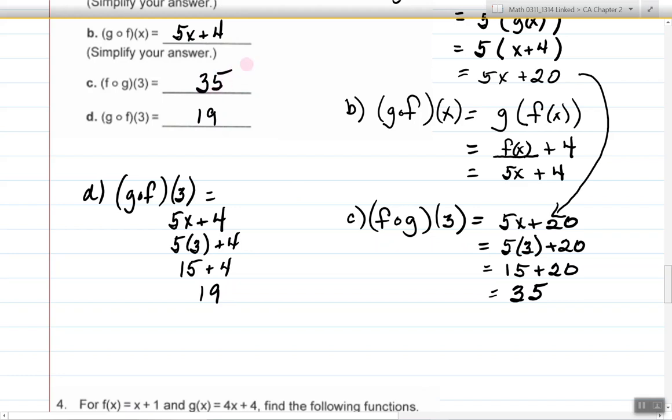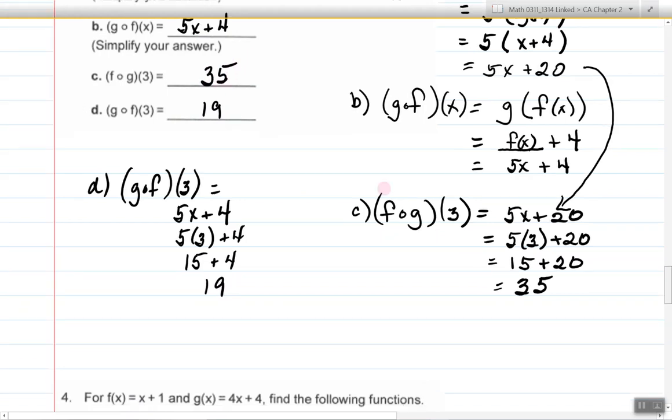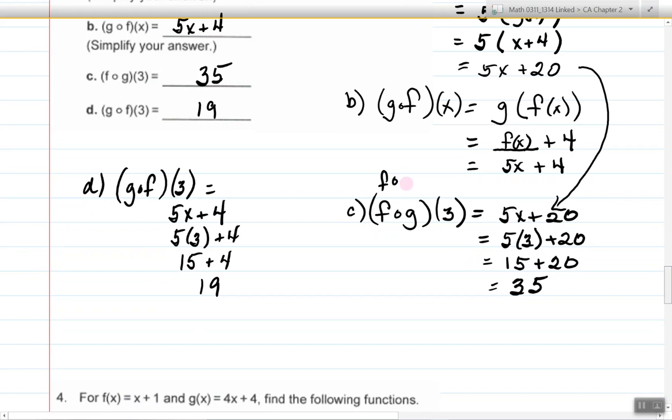So as long as you already have f composed with g for any x, which we had in part A, you just plug 3 into it. And we had g composed with f of any x, and we plugged 3 into it.